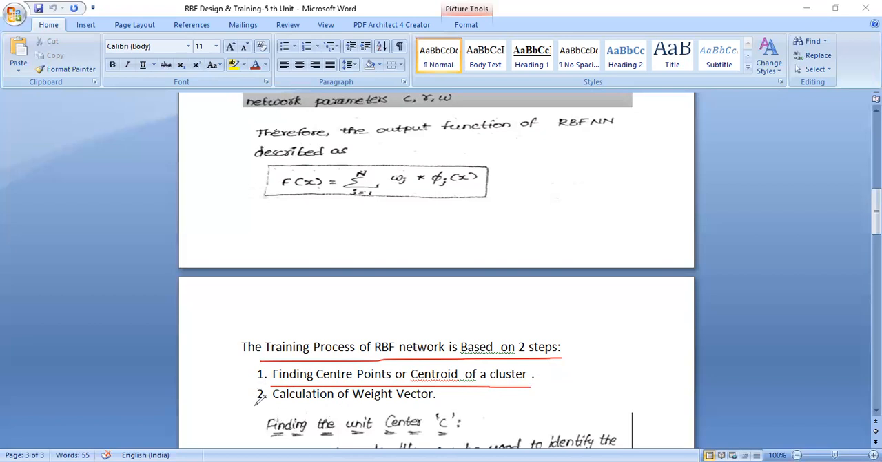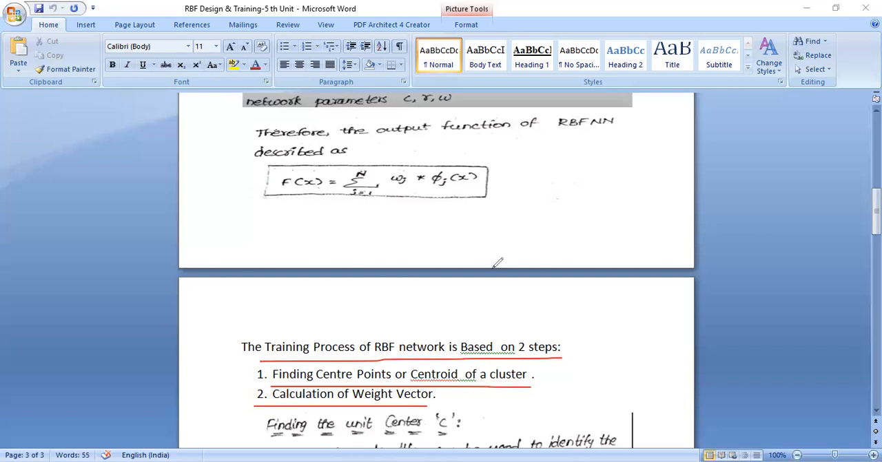And the second one is the calculation of the weight vector. So by adjusting these two things, the results would be based on these two things itself. By adjusting these two, we can get many kinds of results, isn't it? So these two are the important parameters of the training of the RBF network.